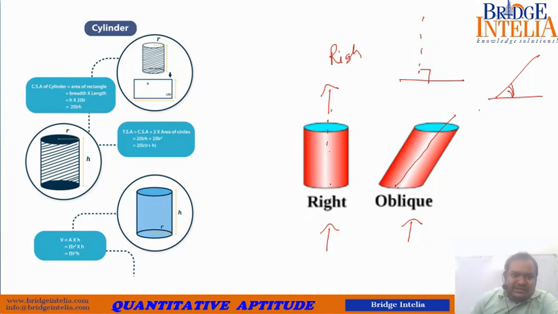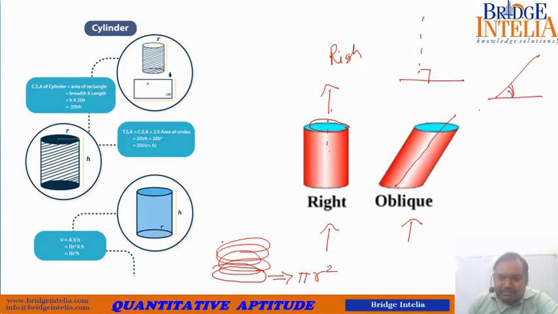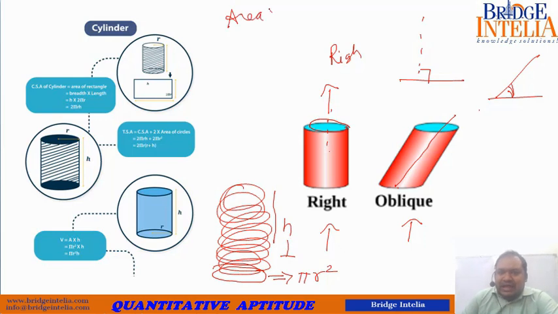Now let us understand the basic formula. The formula for volume is pi r square h. If you visualize, this is the circle, the base having radius r, so the base area is pi r square. If you pile this up to a height of h, it is like multiplying the base area by the height, which gives its volume. So that's why pi r square h.